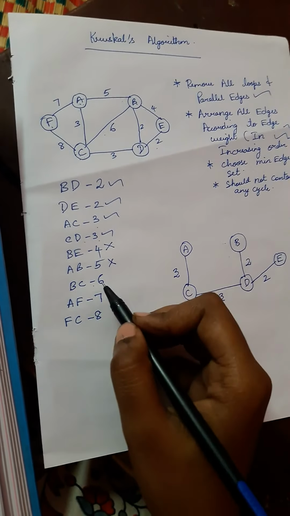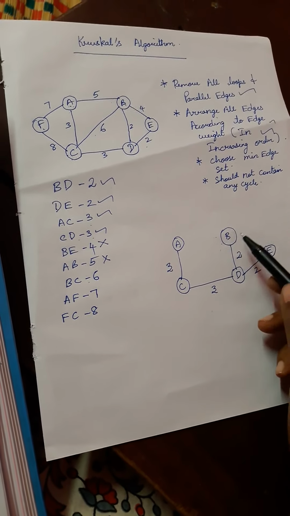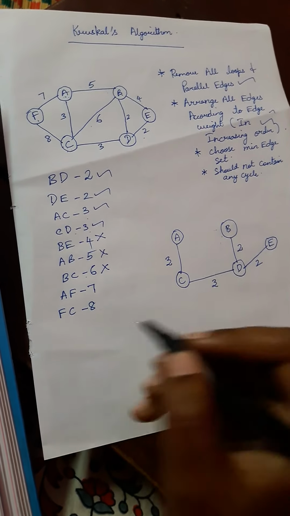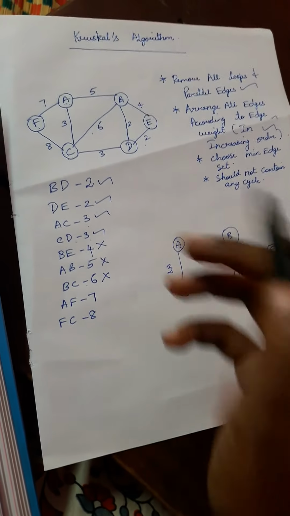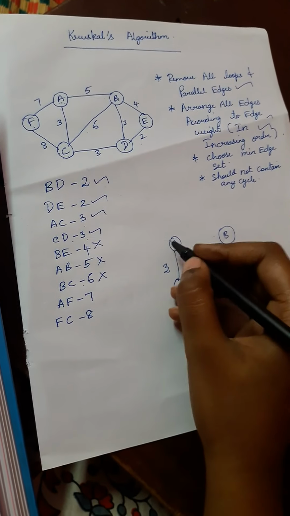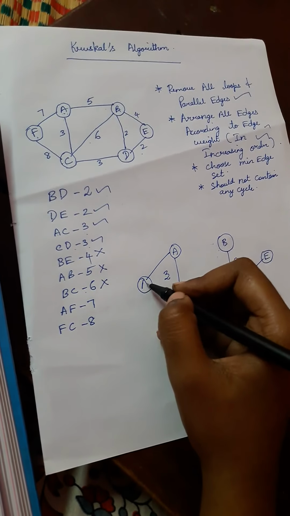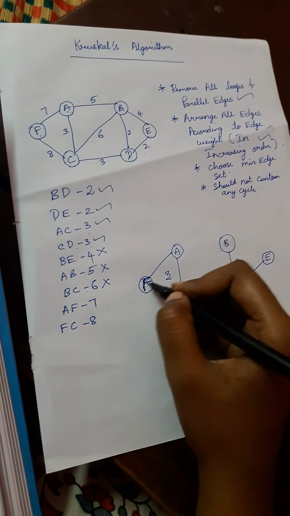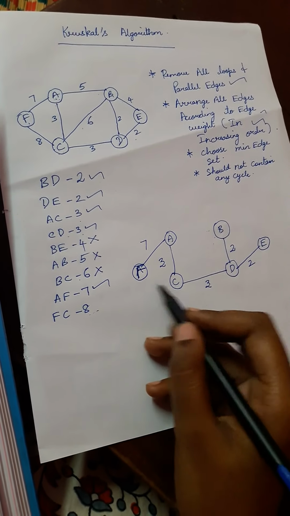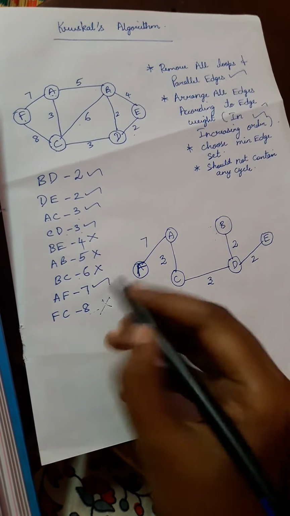Next B to C. If I draw B to C, what will happen? Again a cycle will be formed. So B to C also I cannot take. Okay, then A to F. Will there be any cycle here? No. So I can take A to F. What is the weight for this? 7. So I can take this. Then F to C. If I draw F to C, what will happen? It will again form a cycle. So I cannot draw this one.